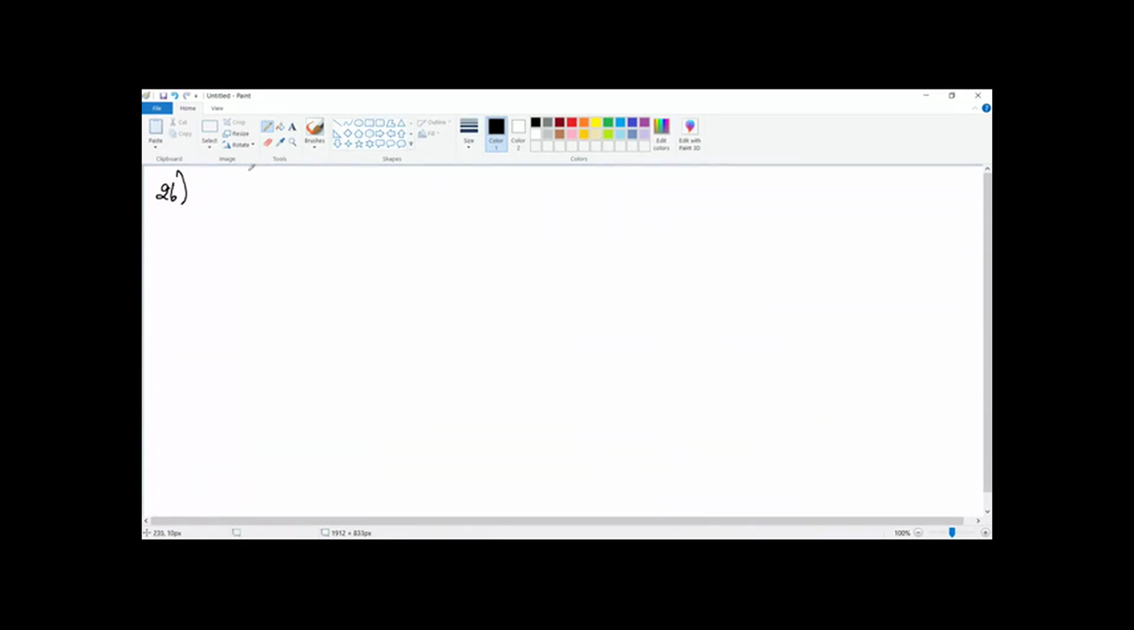26. The curved area of a cone is 12,320 centimeters square. Its radius is 56 centimeters. Find its height. Curved surface area is given. Radius is given. You have to find the height. Ma'am, 42 is the answer. 42. Okay, let us check.